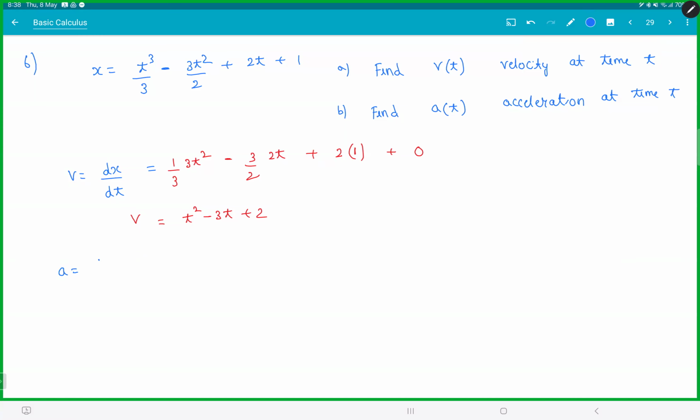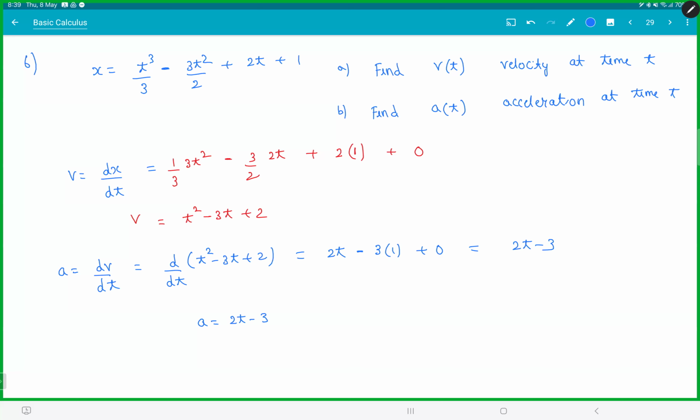Now what is acceleration? dv by dt. So what I got here, I have to differentiate it again. So I need to differentiate t square minus 3t plus 2. The differential of t square is 2 into t. The differential of 3t is 3 into 1. The differential of 2 is 0. So it is 2t minus 3. So for this x coordinate, the acceleration is 2t minus 3 and the velocity is t square minus 3t plus 2. Please check out these first two parts.